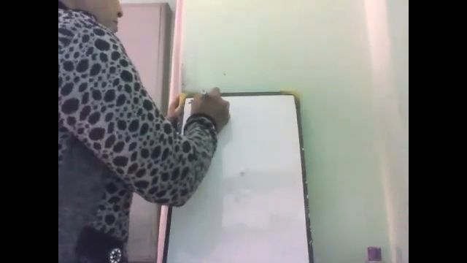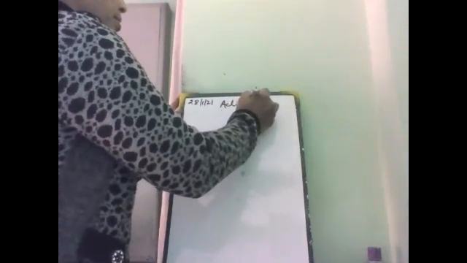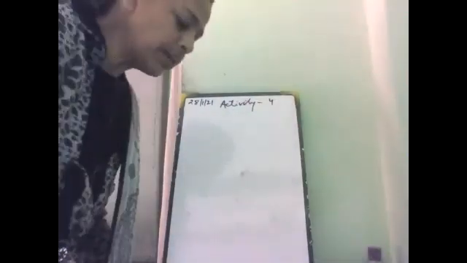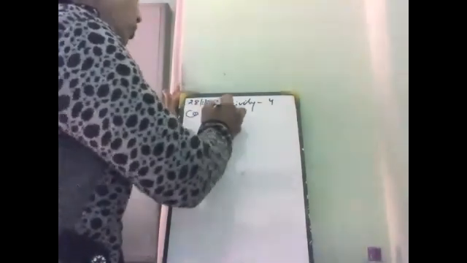Now look at activity 4. In this activity, we have to prove that carbon dioxide is necessary for photosynthesis.